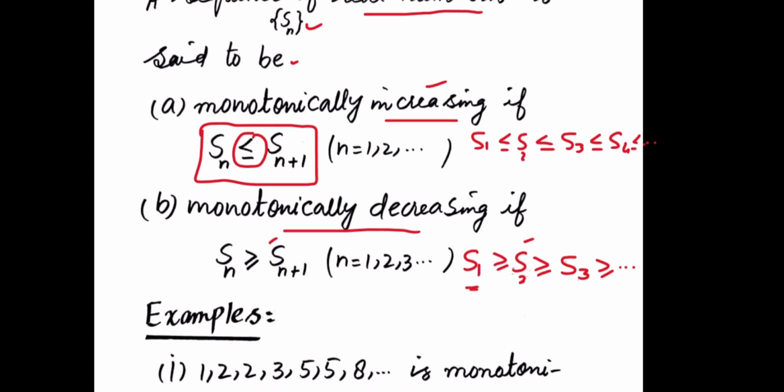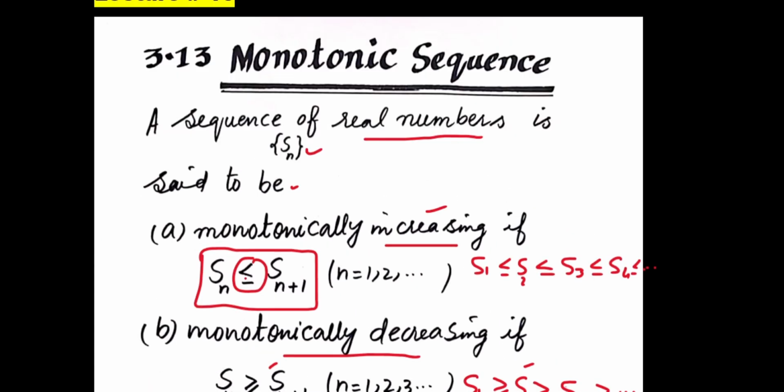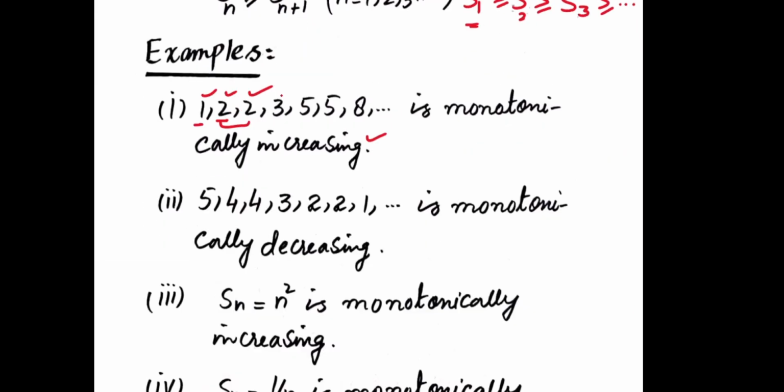There are some examples related to monotonically increasing and decreasing sequences. This is the first example of monotonically increasing. Every next term is either greater than or equal to the previous term. The first term is 1, the second term is 2, the third term is also 2. So the second term is greater than the first term, but the second and third terms are equal. So this completes the inequality sign, less than or equal. Similarly, the fourth term is bigger than the third term, the fifth term is bigger than the fourth term, and the fifth and sixth terms are equal. So either the terms are greater or equal to the previous terms. That's why this sequence is monotonically increasing.